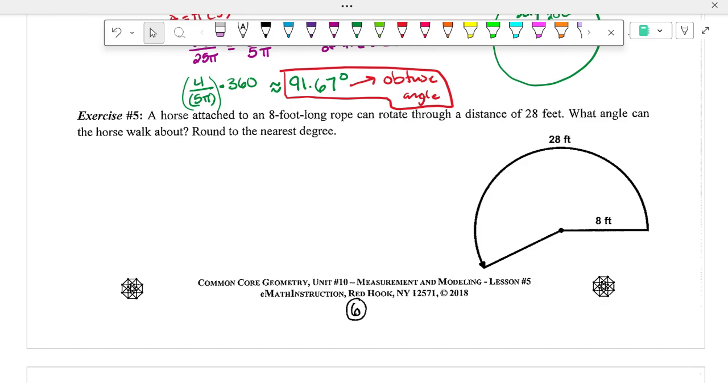So you find the circumference first, and then use the arc length. It's 2 pi r.